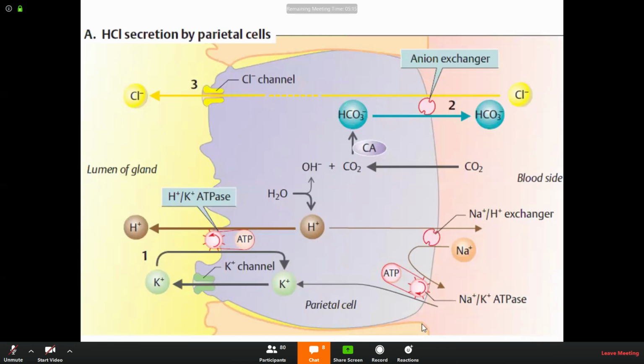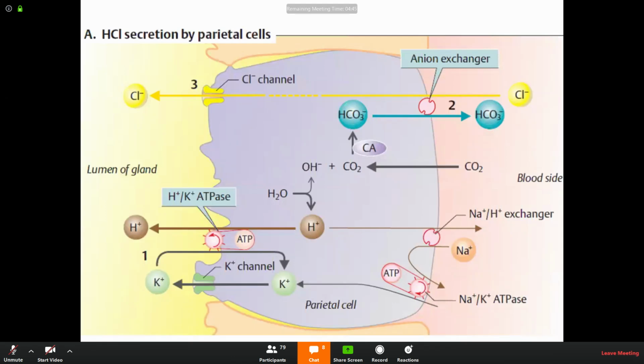So the sodium potassium pump must always work. When the sodium potassium pump is working, sodium ion is pumped outside and potassium ion goes inside. Potassium ion also goes passively to the lumen of the parietal cell. Then the hydrogen potassium ATPase works and pumps hydrogen ion actively to the lumen of the gland.